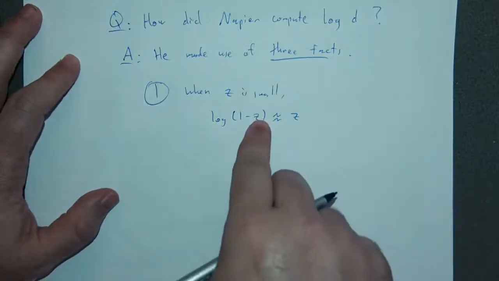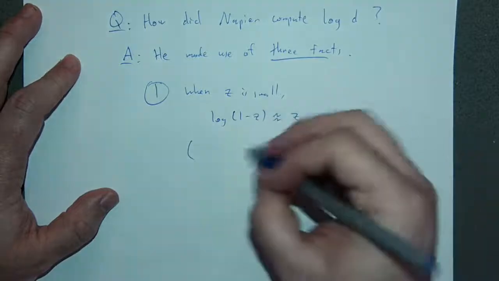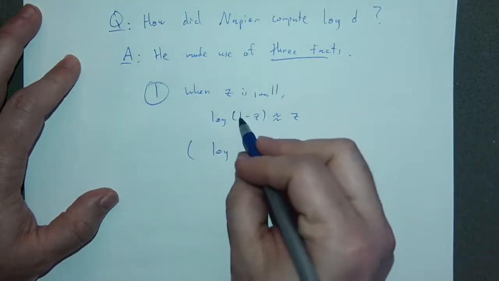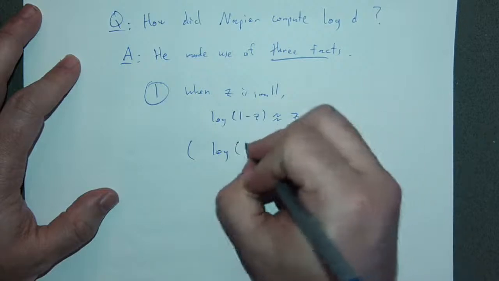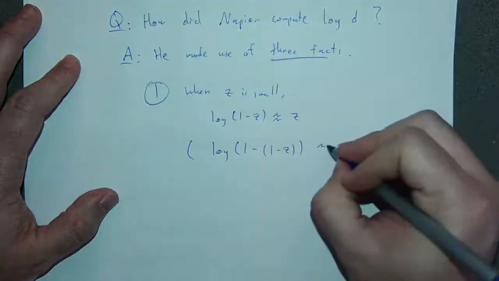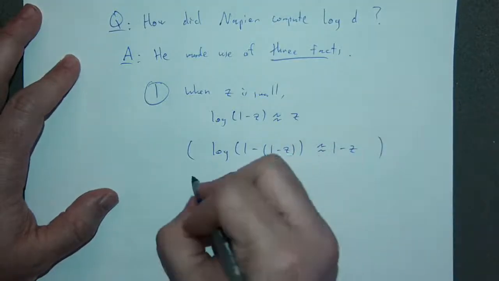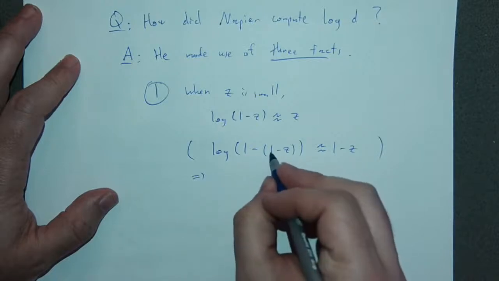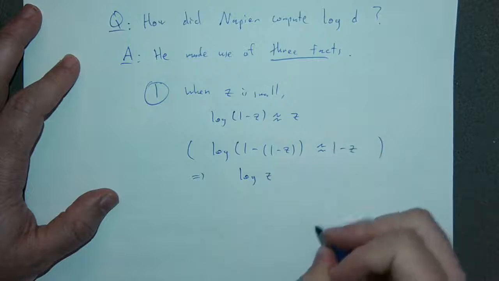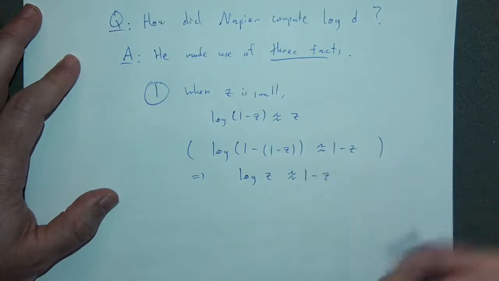Equivalently, I can say that if I replace z with 1 minus z, I'm just going to work it out here. What is this? 1 minus 1 is 0, minus minus z. So equivalently, log of z, if z is small, is approximately 1 minus z.